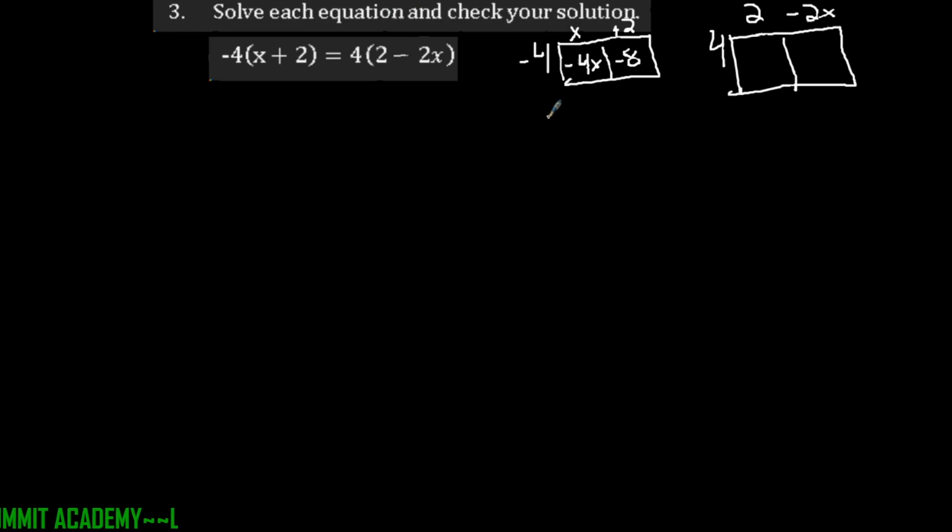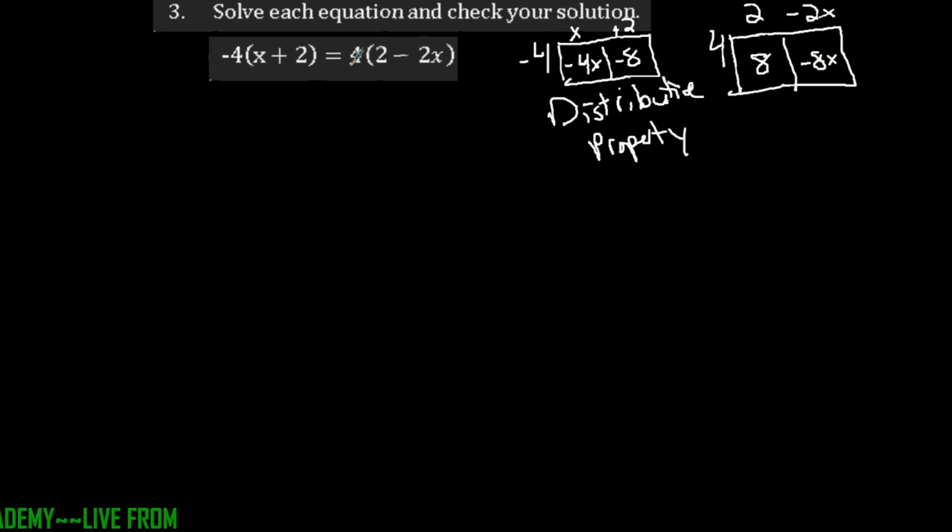Each time I'm doing this, it's called the distributive property. If you're having trouble multiplying this, I would suggest checking out the video. I'll post a link in the description so that if you need other examples of strictly just the distributive property, you'll have it as a resource. I'm just multiplying each of these terms by 4. So that's going to be 8, and that's going to be -8x. Write those terms underneath: -4x minus 8 equals 8 minus 8x.